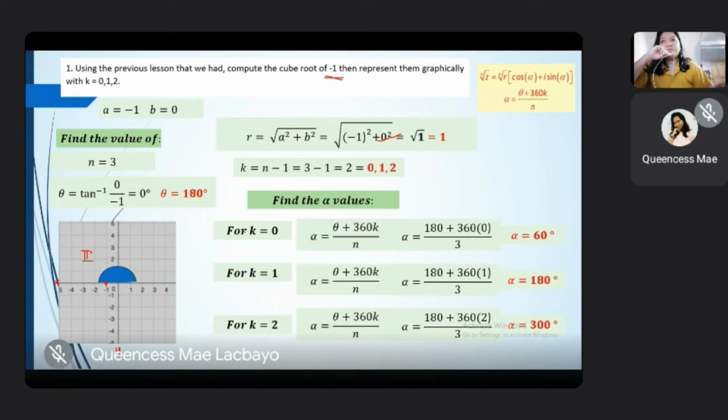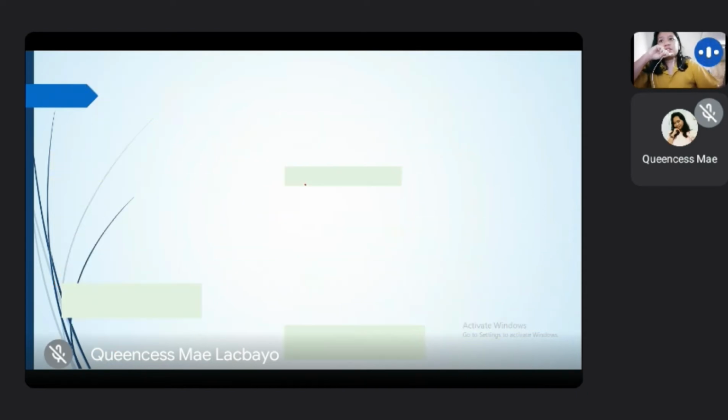So for k equals 0, our angle is 60 degrees. For k equals 1, our angle is 180 degrees. And for k equals 2, it is 300 degrees. In order for us to get the coordinates on that graph, we get them from the cube root of -1. That will be obtained in the next procedure.